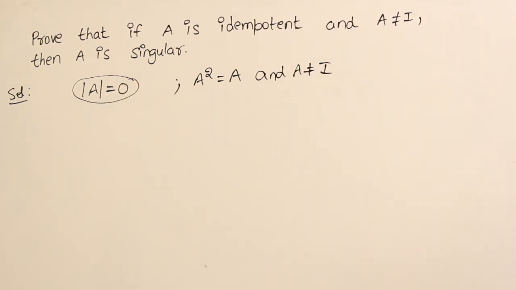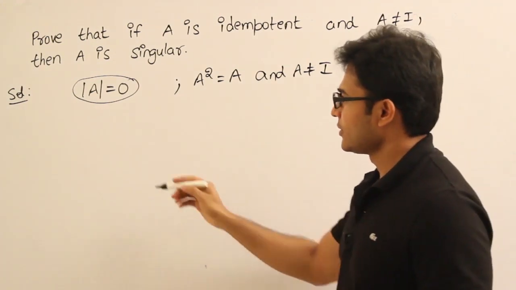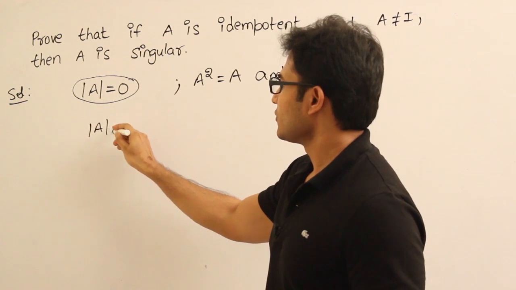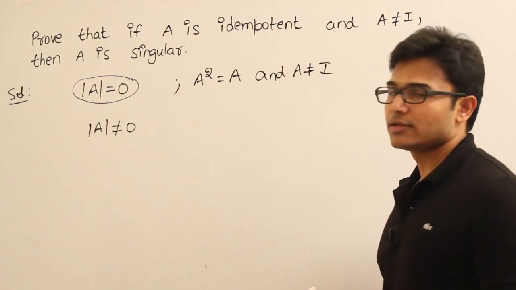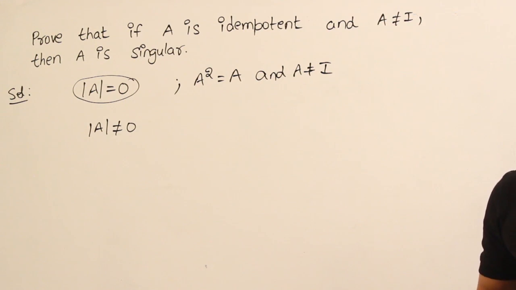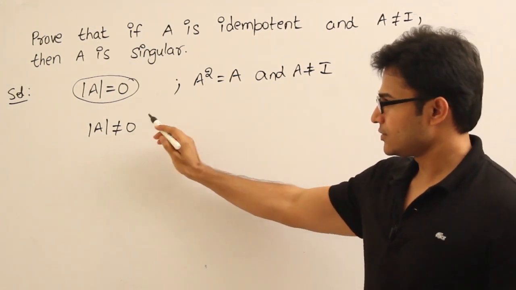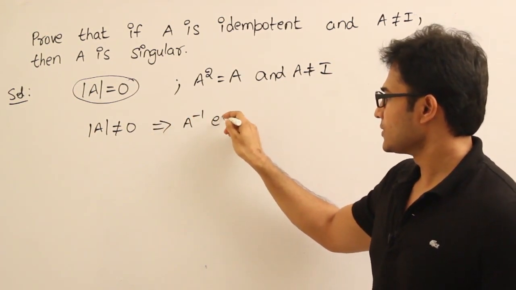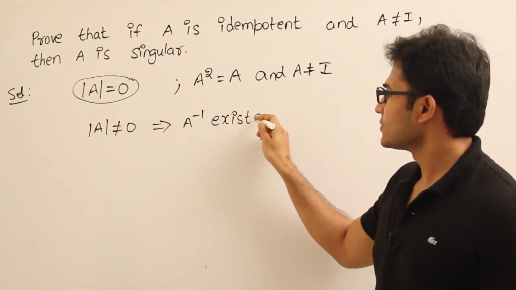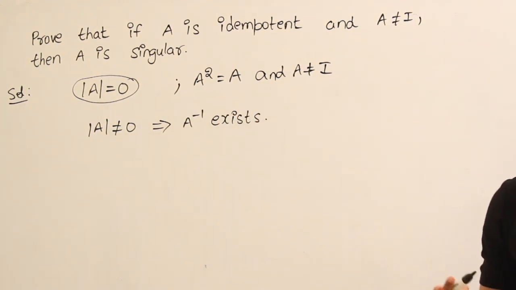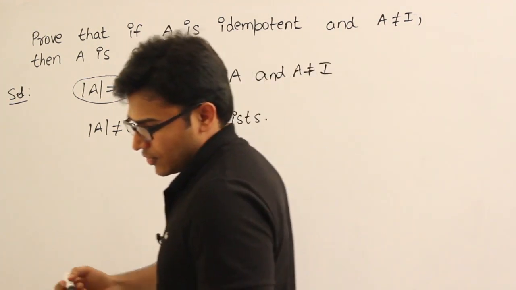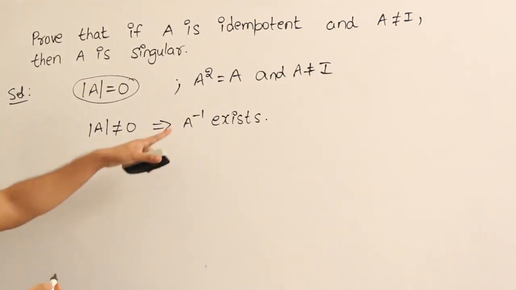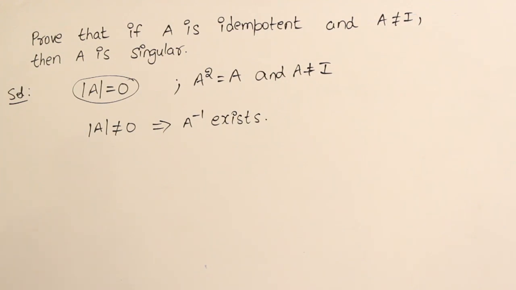So what I'll try to do is prove it by contradiction, which means I'll assume that det A is not equal to 0, which means I'm assuming that A is a non-singular matrix. If A is a non-singular matrix, then what can we say about it? That A inverse exists. So since det A is not equal to 0, that implies that A inverse exists. Now after this, we can use A inverse wherever we like.